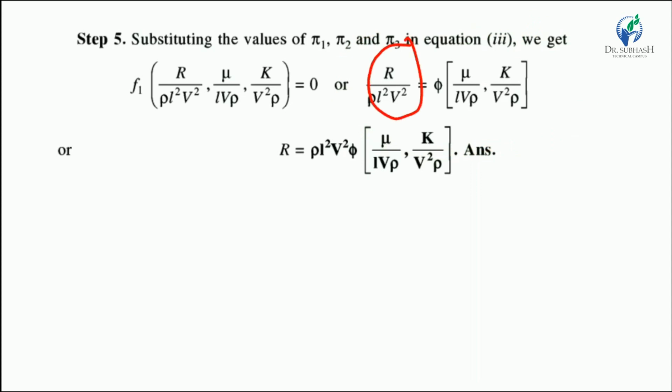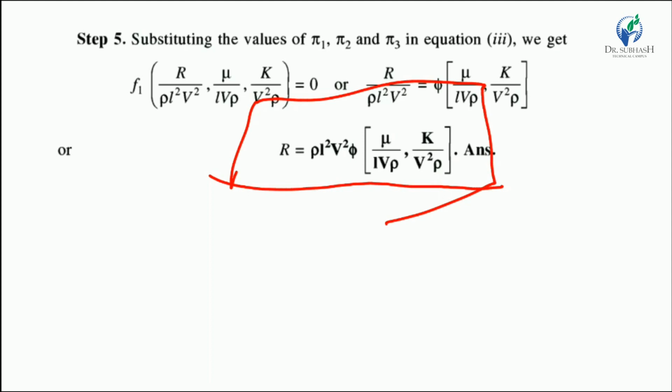The resistance force depends on the other variables. So resistance is the main variable in this equation, so we write the equation in this way. This pi term is moved to one side of the equal sign, and the other pi terms are written on the other side, and phi is a constant. Now we write it as a relational equation in this manner, and this is the final relational equation developed by the Pi theorem for the resistance force for the given dependent variables.